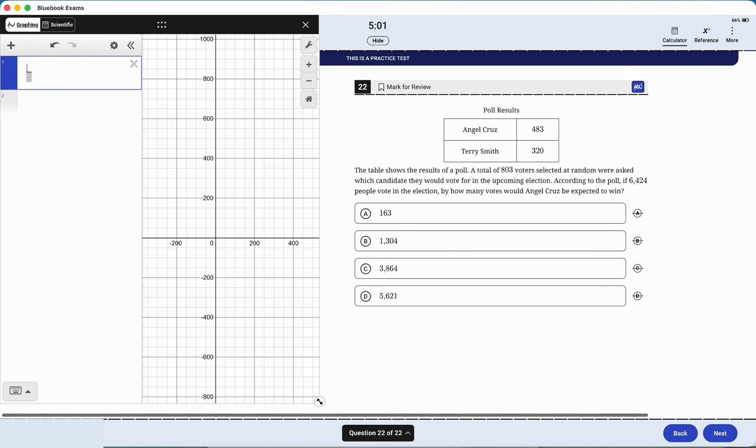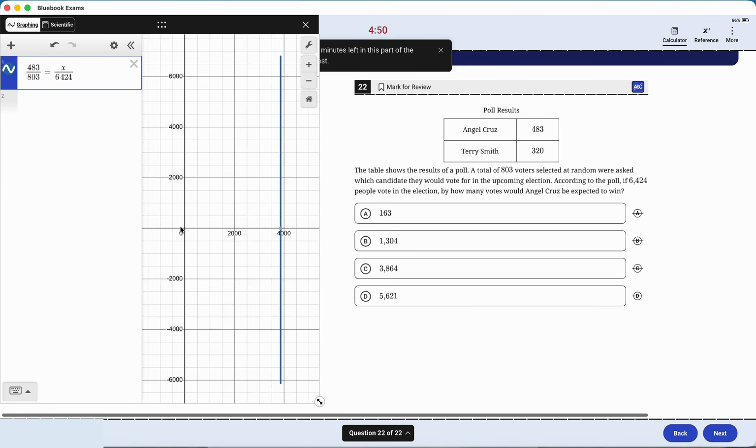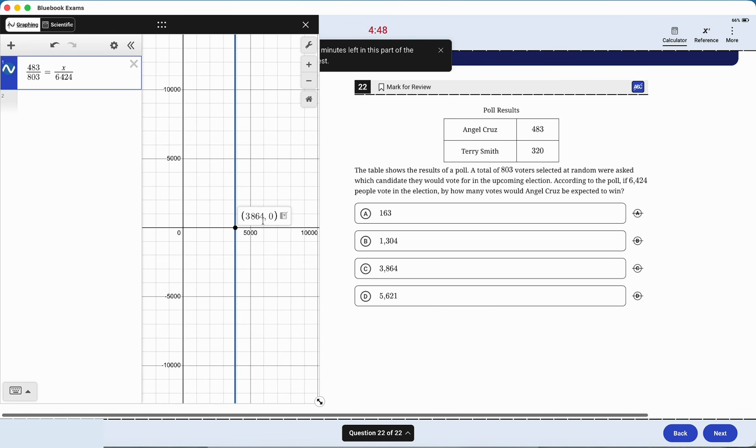So you can set up from our sample to the total and what we expect, right? If you want to do Angel Cruz first, Angel Cruz had 483 out of the 803 votes, right? And we want to know how much that would be out of the total. And so this would be what Angel Cruz would get. So this is Angel Cruz. A lot of people pick this answer, but that's not what the question's asking. It's not asking how many votes Angel Cruz would get. It's asking by how many votes would Angel Cruz win.